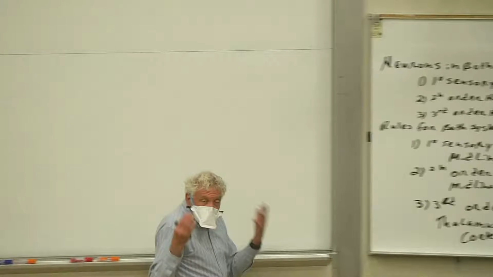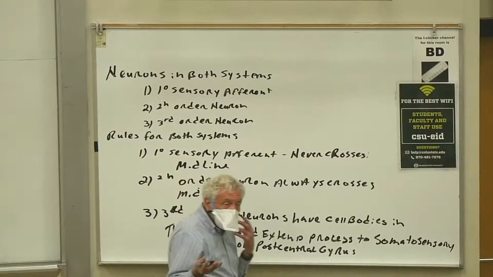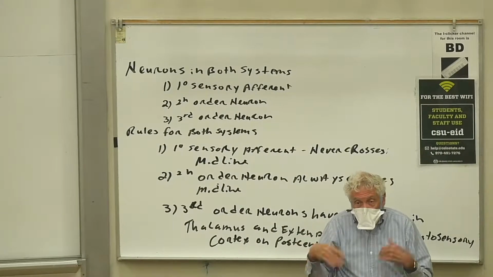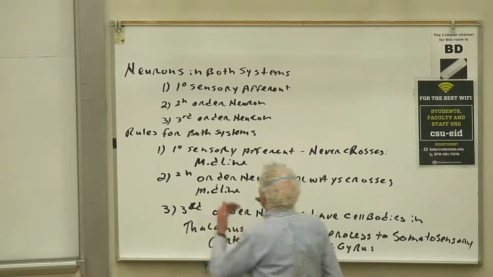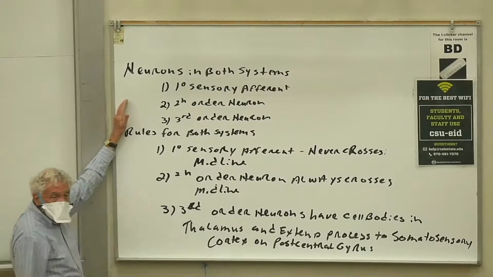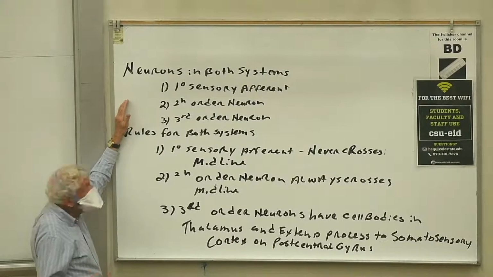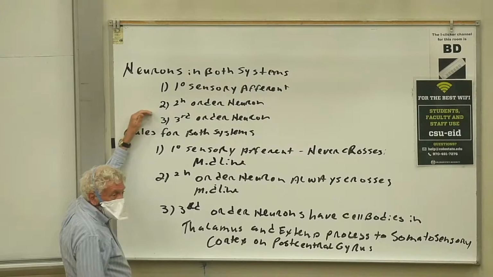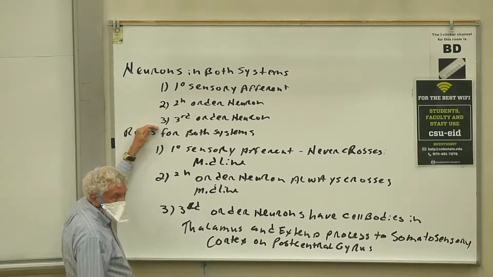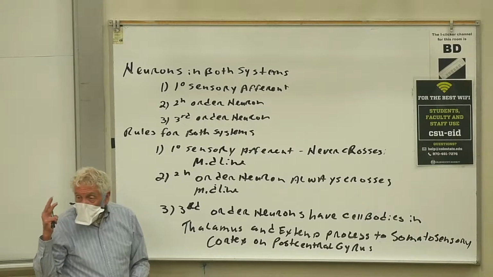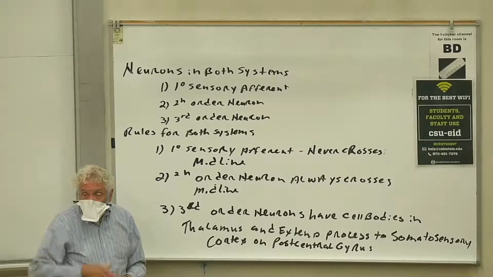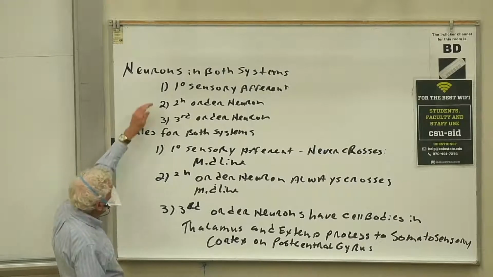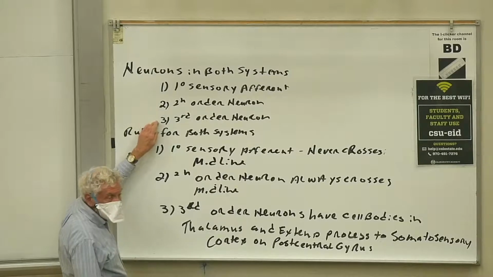Now we'll see that these two pathways are carrying slightly different kinds of information. But there are some things about these pathways that are similar and some that are different. What's true for both pathways, for these sensory pathways, is that there's a primary sensory afferent, a second order neuron, and a third order neuron. That means there's a three-cell pathway carrying information to your somatosensory cortex up in your brain.